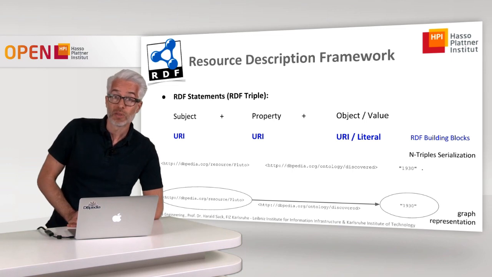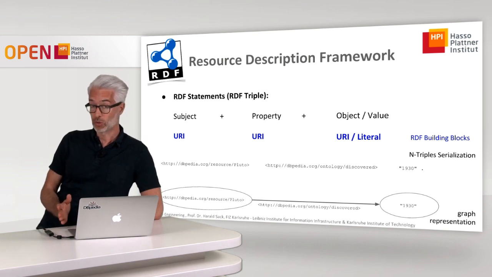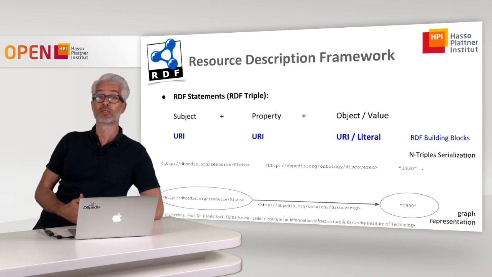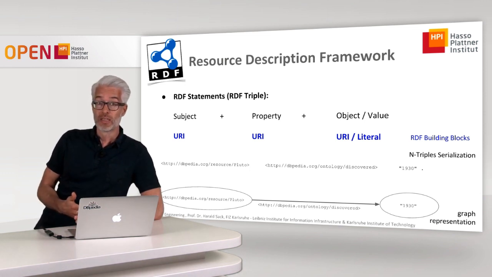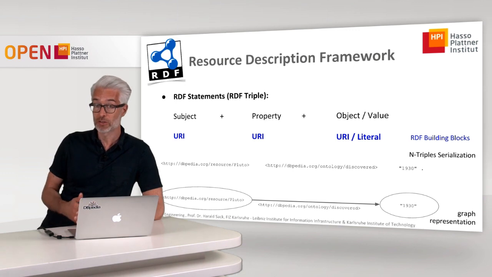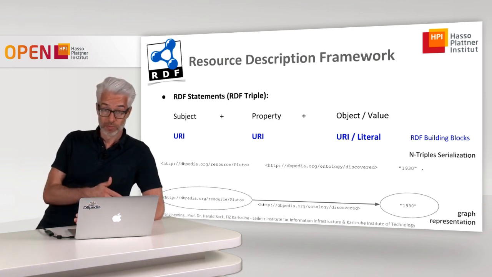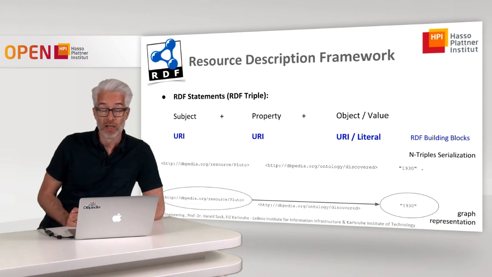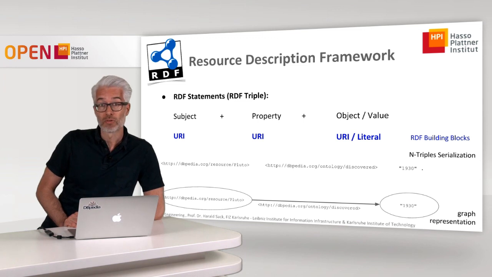Okay, so here is the typical way to build an RDF triple or an RDF statement. Usually you have a subject which is represented as a URI. So this is a resource about which you make a statement, about which you give some information. Then you have a property which describes the kind of information you give, and also the property is given as a URI. And then this property is assigned some kind of value, which might be another resource. Then you represent this resource with a URI, or it can be a literal, for example, a string value or something like that.